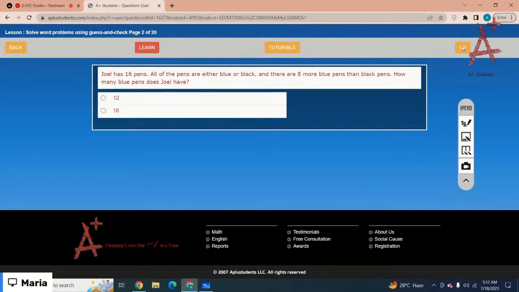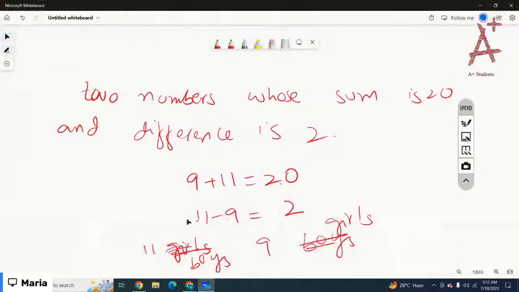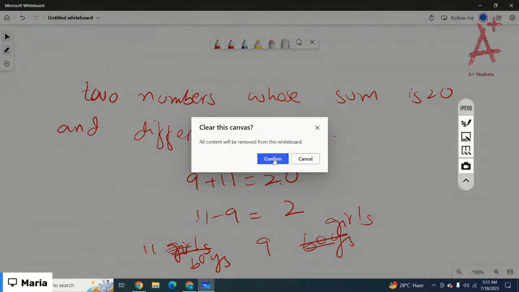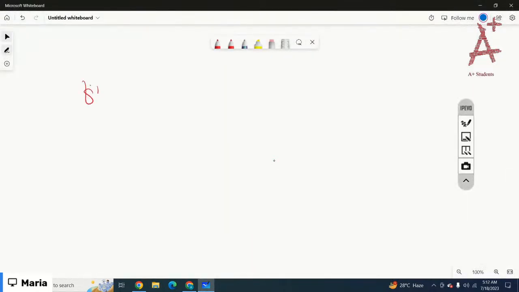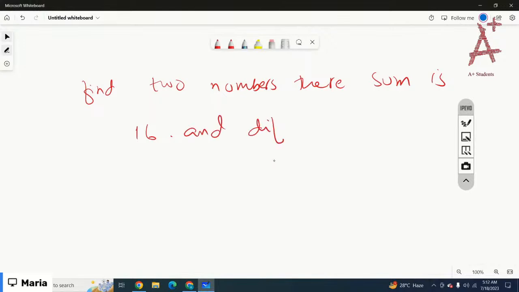So you have to find two numbers that when added make 16, and when subtracted make 8, since there are 8 more blue pens than black pens. You have to find two numbers whose sum is 16 and difference is 8. Think of the two numbers that when added make 16. Okay, just look at the options.